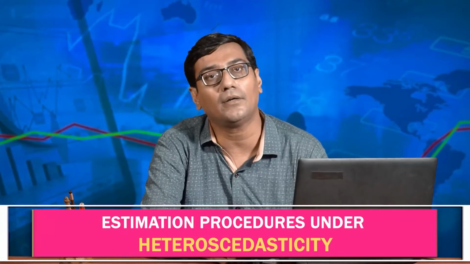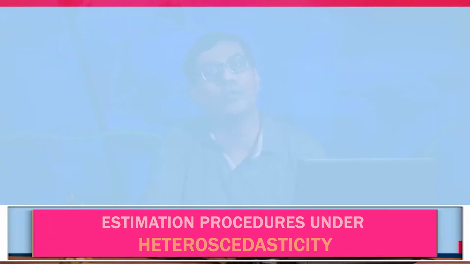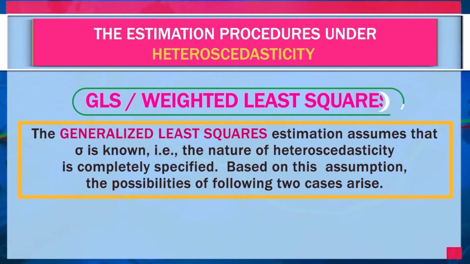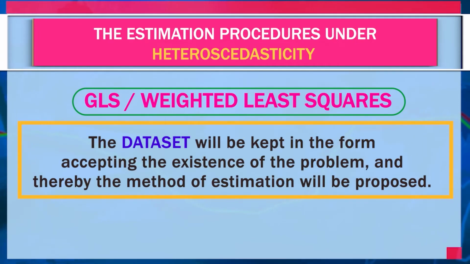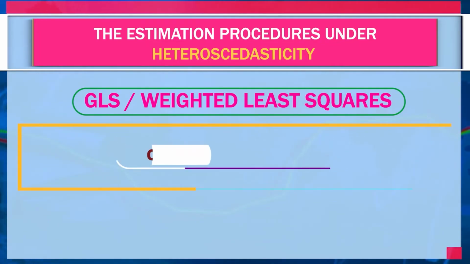And this calls for the estimation procedures under heteroscedasticity. So we propose to go for generalized least squares or weighted least squares instead of ordinary least squares. This generalized least squares is based on a weighting mechanism which is added on the residuals to take care of the problem. It's not that the problem will be eliminated or the data set will be thrown away. The data set will be kept, accepting the existence of the problem, and thereby the method of estimation will be proposed.